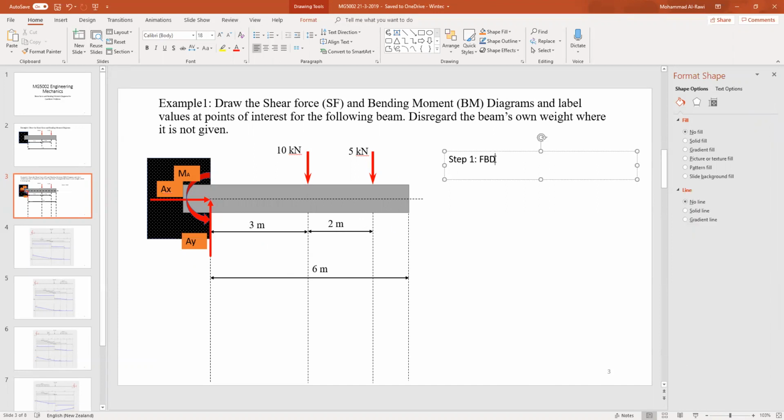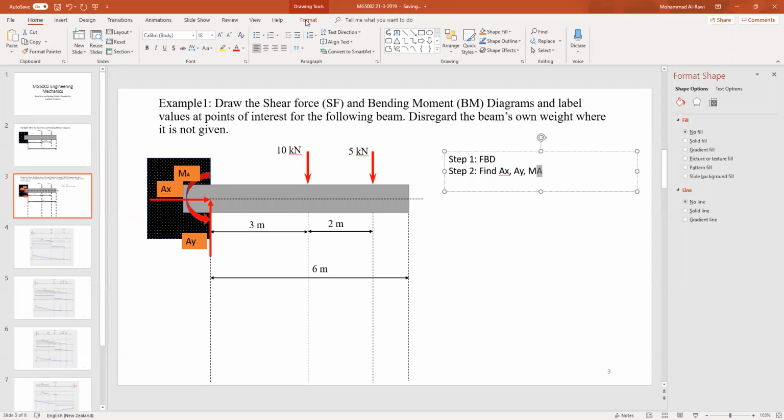Step 2. We need to calculate the values to find AX and AY, and as well MA.